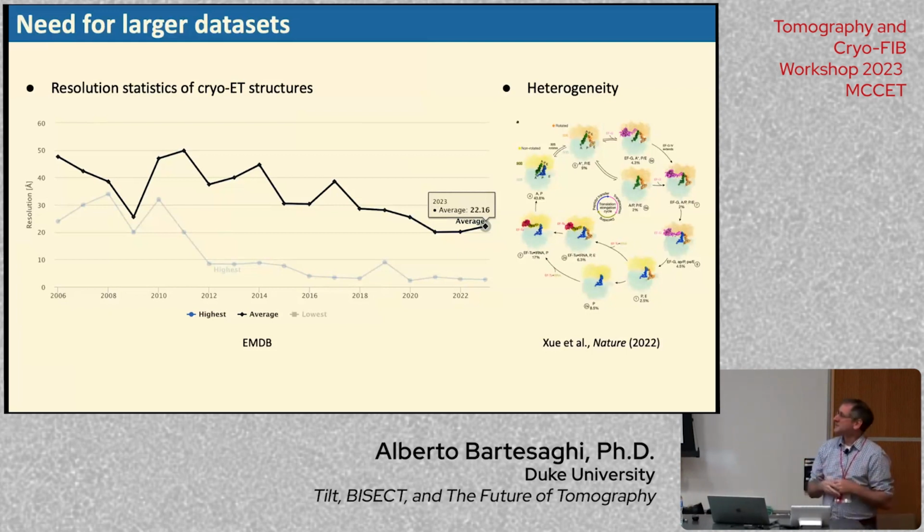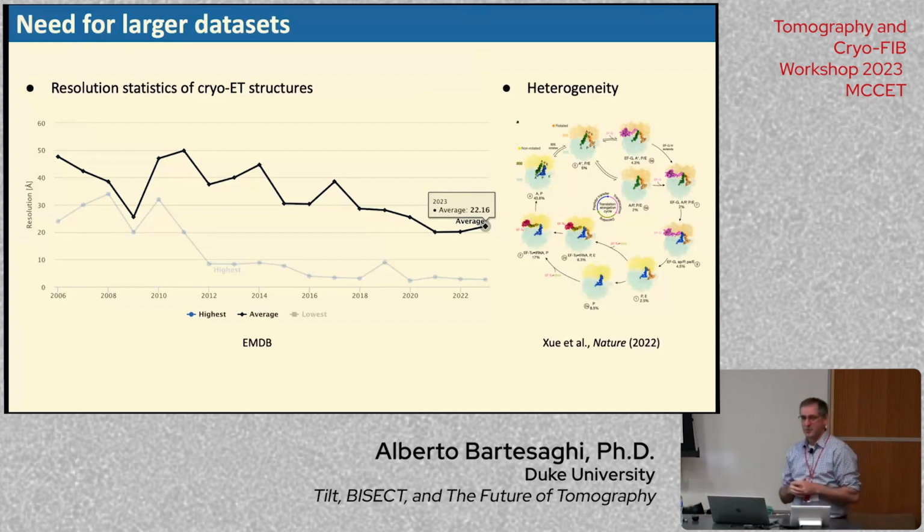And one of the reasons that we've been stuck there is because we don't have enough data, right? So in single particle, we're data rich. We have lots of data. We can collect many, many micrographs, thousands of micrographs, and that actually increases our chances of getting to high resolution. So this is something that needs to change if we're going to push this technique to high resolution.